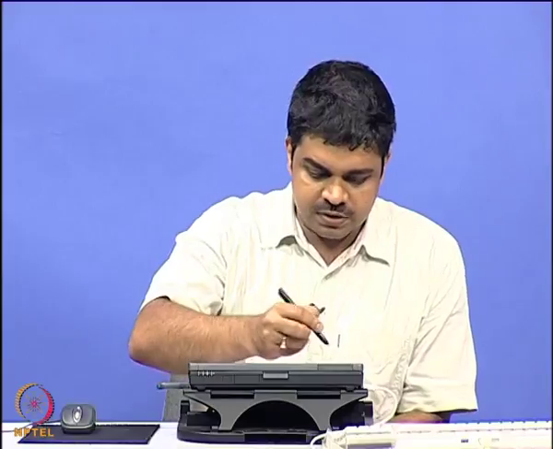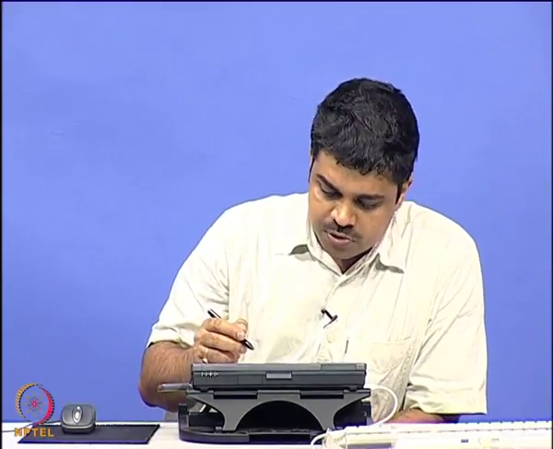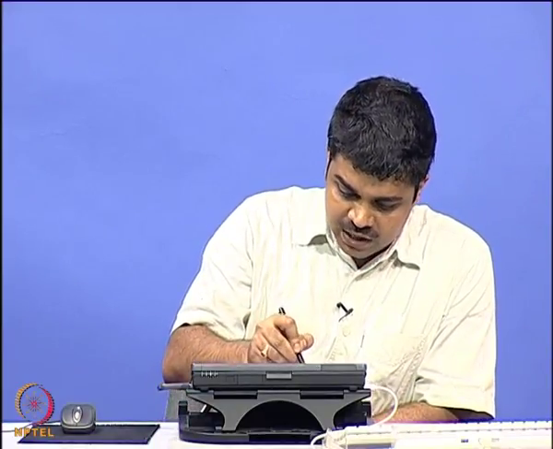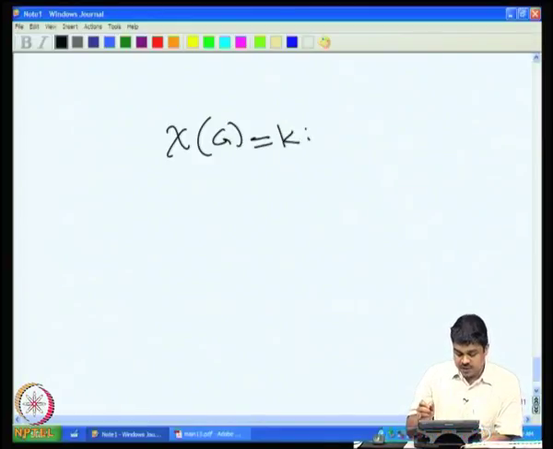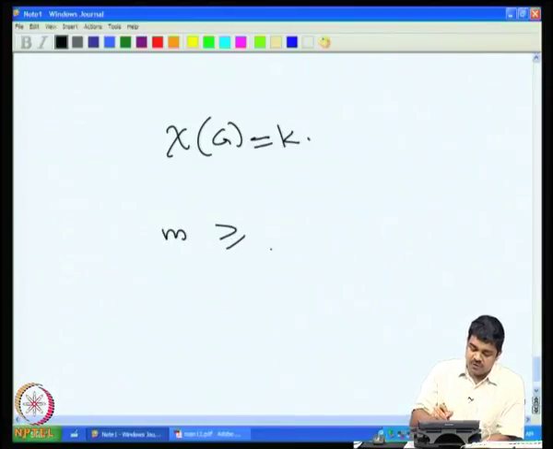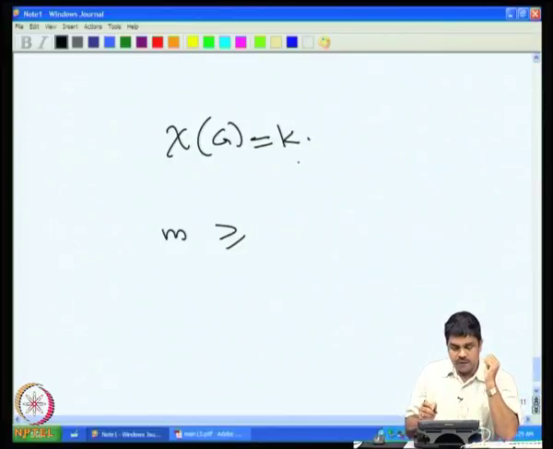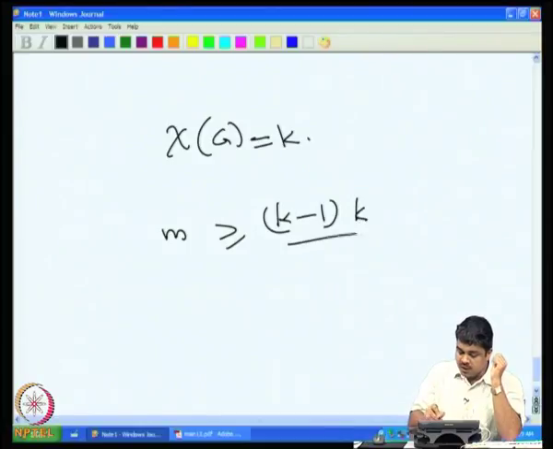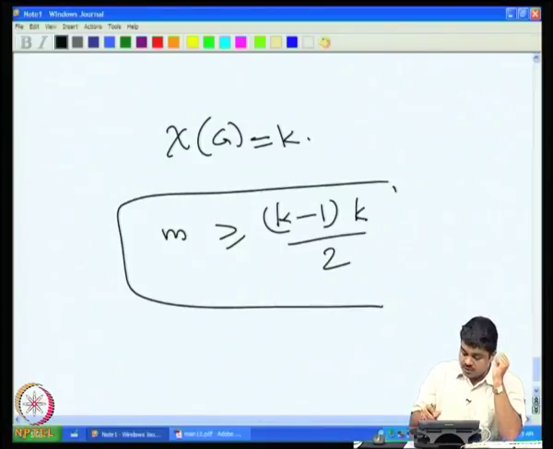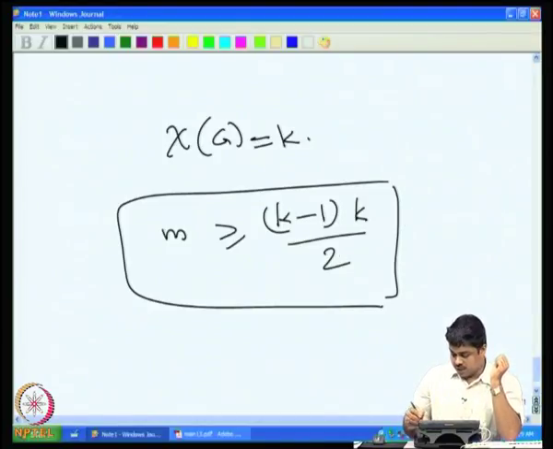Before that, let's consider another question. What about the number of edges? For instance, if the chromatic number of a graph is k, if chi of G equals k, can I somehow say that the number of edges m in the graph is greater than or equal to some function of k? What we can show is that m will always be greater than or equal to k times (k minus 1) by 2. If k is the chromatic number, there should be at least k choose 2 edges in the graph. Why is it so?